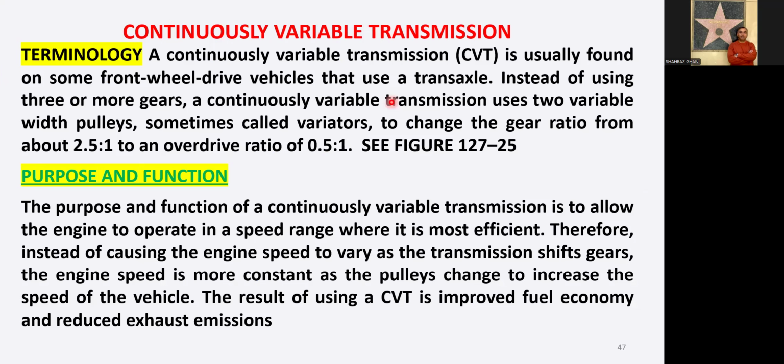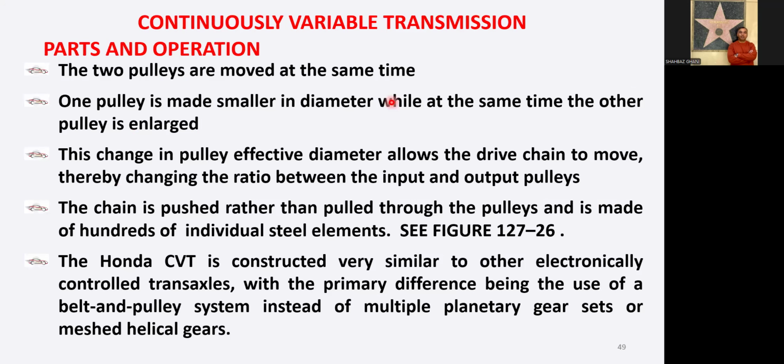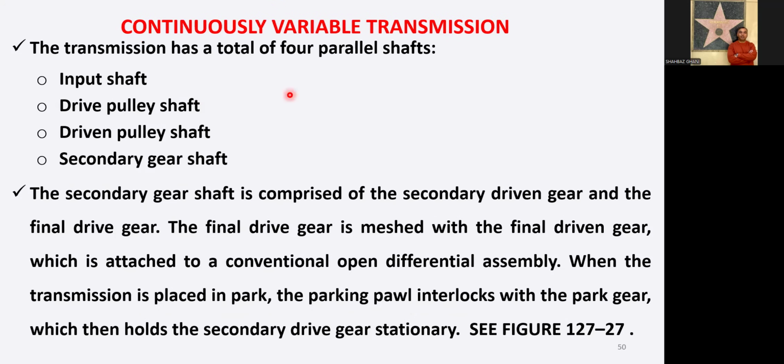Then we studied the CVT, the continuously variable transmission, its drive ratio, the purpose and the function, and the pulley arrangement. Two types of pulley, one is larger, one is smaller, or one is wider, one is smaller in diameter. Then we studied the parts and operation of the CVT: the input shaft, the drive pulley shaft, the driven pulley shaft, and the secondary gear shaft.